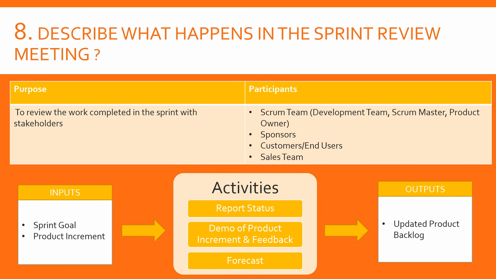Or question number 7. Question number 8 is basically, describe what happens in sprint review meeting. So this review meeting happens at the end of the sprint, and ideally the purpose is to just showcase the work which was completed in the sprint to the stakeholders. This meeting will have extended stakeholder list along with the Scrum team, which will include the sponsors, the customers, or the end users, and also the sales team. They would like to see how the product is shaping up, and they also can provide their feedback.